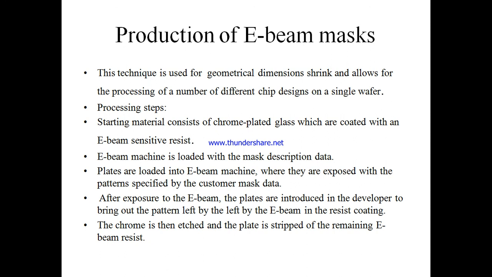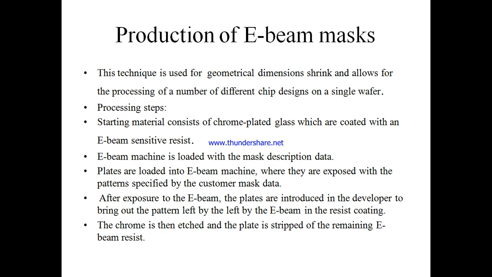Production of E-beam mask. This technique is used for geometrical dimension shrink to allow for the processing of a number of different chip designs on a single wafer. Processing steps: the starting material consists of chrome plated glass which is coated with an E-beam sensitive resist. The E-beam machine is loaded with the mask description data. Plates are loaded into the E-beam machine where they are exposed with the pattern specified by the customer mask data.